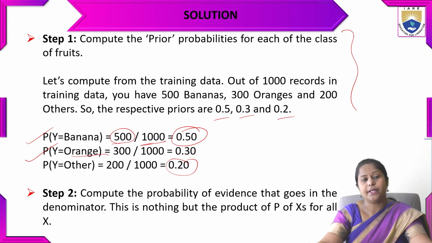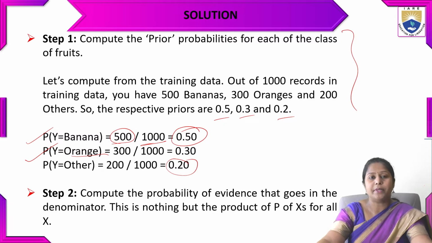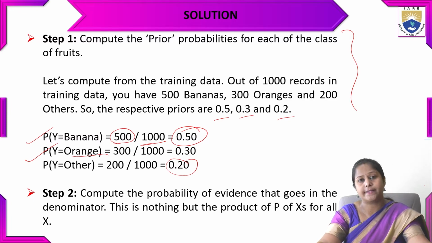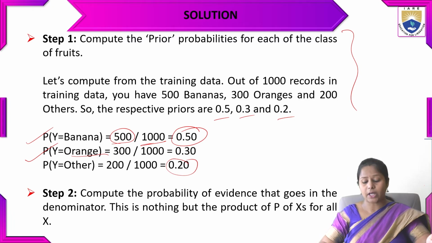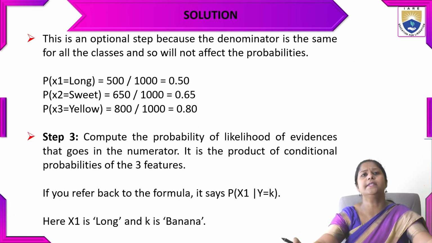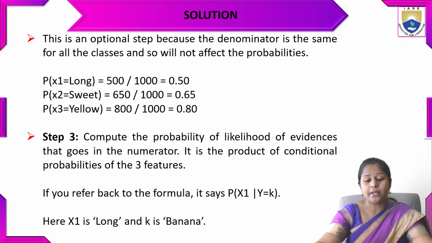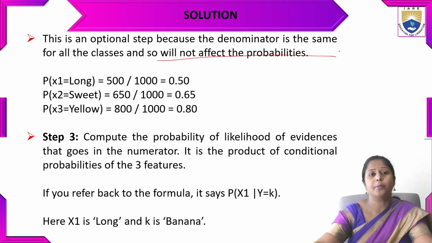The second step is to compute the probability of evidence that goes in the denominator. What is that? P(x), which is the product of P of all the x's. Now this is actually an optional step. We can calculate it or not, because the denominator is the same for all the classes, so we don't have to do it again and again for each class. The denominator will be the same, so it will not affect the result.